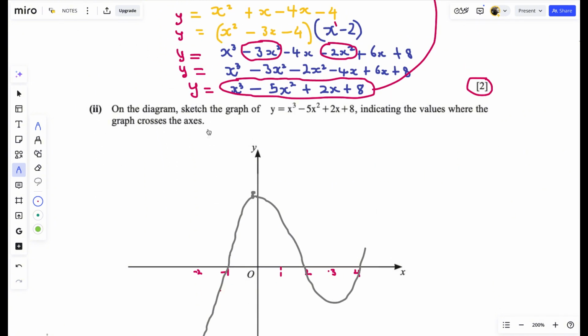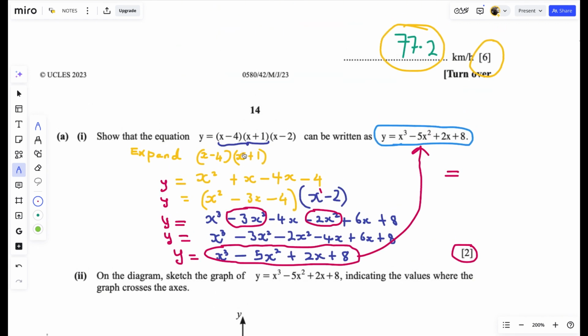The B question says on the diagram, sketch the graph of y equal to x to the power of 3 minus 5s squared plus 2x plus 8, indicating the values where the graph crosses the axis. Okay, here anytime they say you should sketch a graph, please you use these ones, because these are the roots of the equation. Each of these one is like you equate to 0.